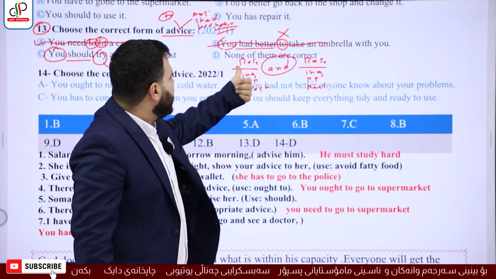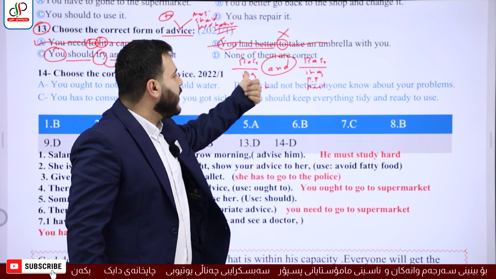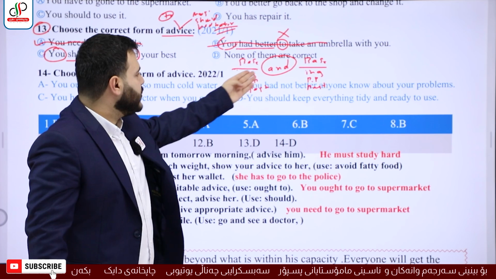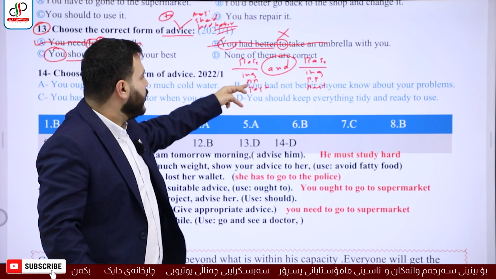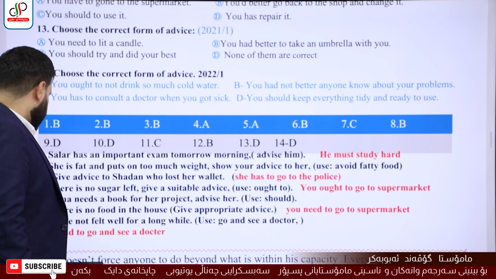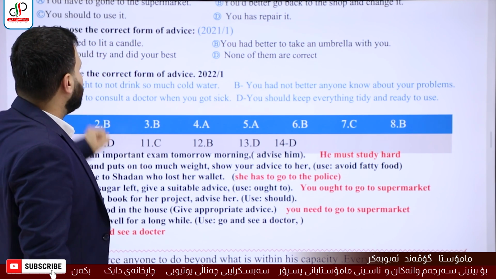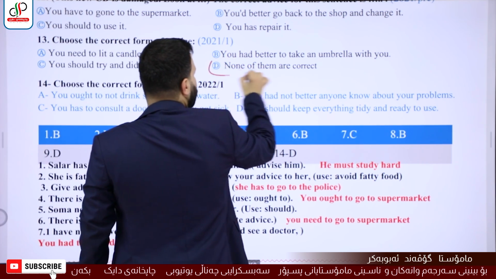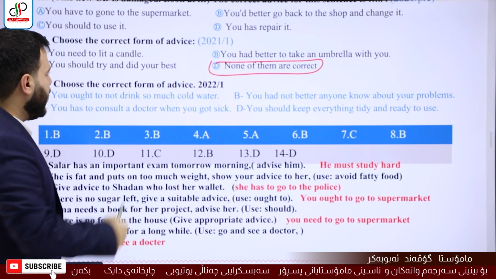For example, if one side is base, the other side must be base again. If it's ing, the other side must be ing. Whenever we have pp, the other side must be pp. You have to know about this note. Here, the last one is the correct answer that we have. None of them are correct.